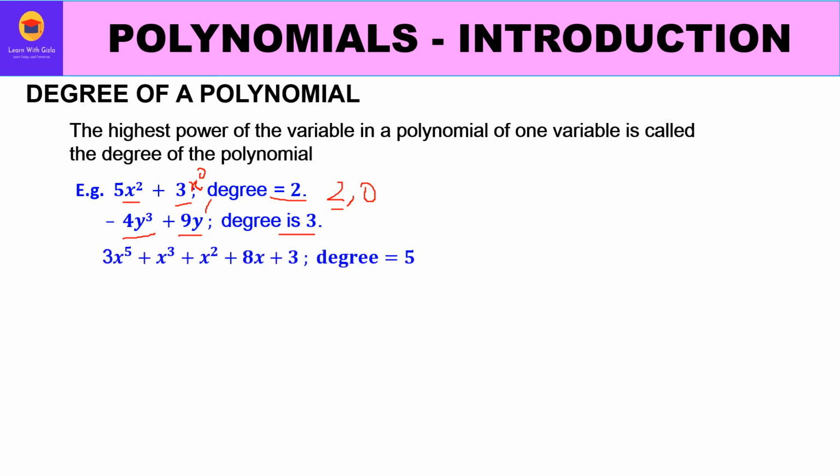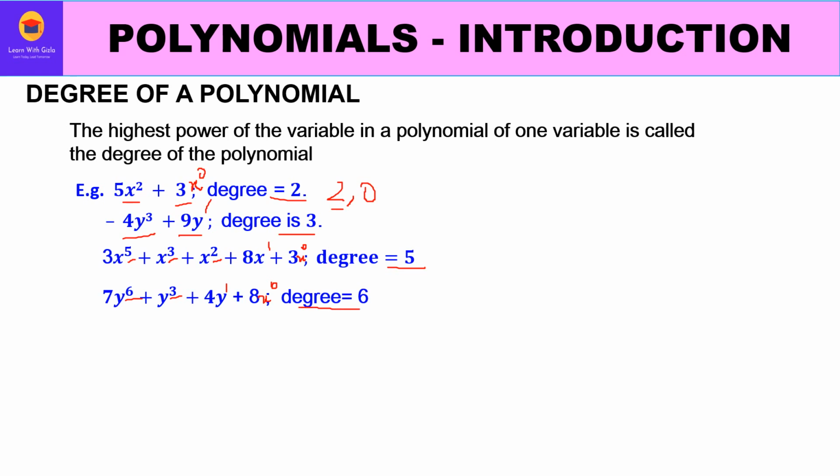Let us take one more example. Over here we have 5, 3, 2, even over here 1, and over here x raised to power 0. So 5, 3, 2, 1, 0. So the highest power is 5. So the degree is 5. Let us take one more example. Over here 6, 3, 1, y raised to power 1. Over here x raised to power 0. So 6, 3, 1, 0. Highest is 6. So the degree is 6.